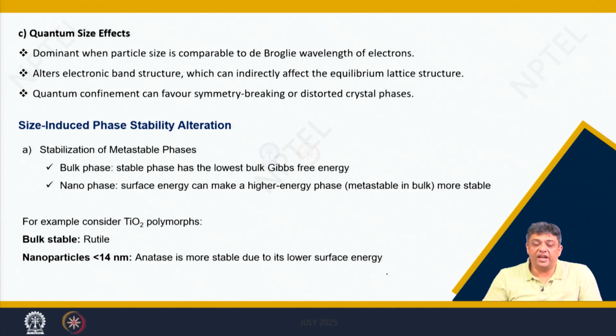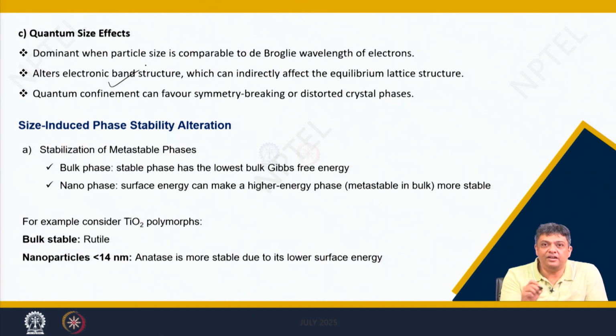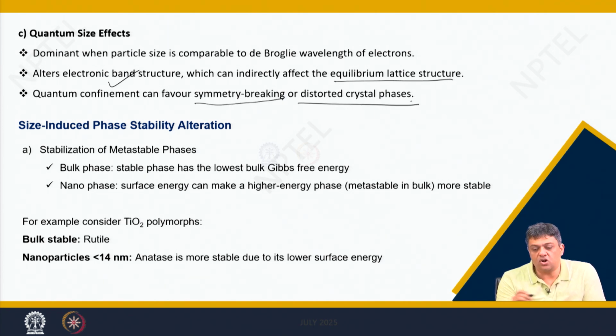Now comes what we had discussed earlier. You have quantum effects, confinement effects, and they can modulate the electronic band structure, which can directly affect the equilibrium of the lattice, and because of that you can have symmetry breaking or distorted crystal phases.